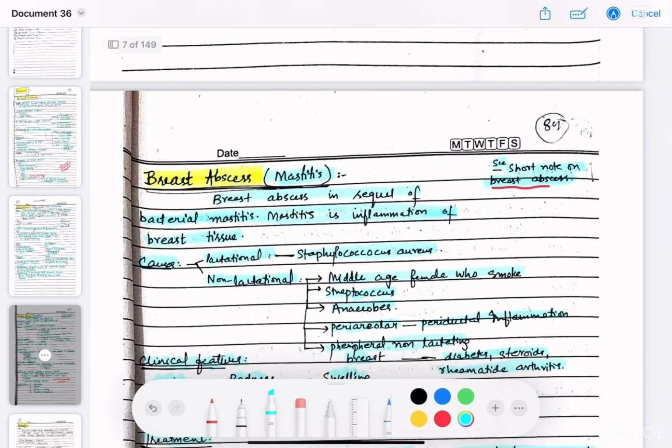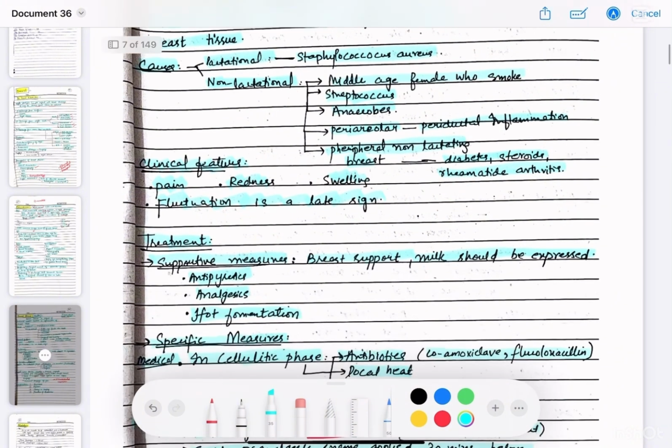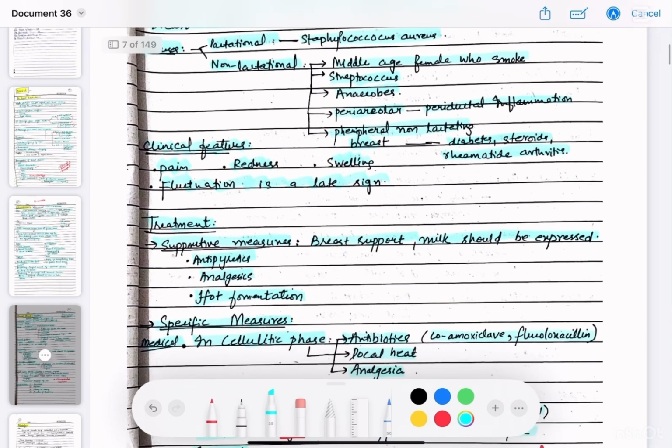Breast abscess is a sequel of bacterial mastitis, and it is inflammation of the breast tissue. The causes of the breast abscess are lactational causes and non-lactational causes. The lactational cause is Staphylococcus aureus, and the non-lactational causes are middle-aged female who smoke, Streptococcus, anaerobes, periareolar, periductal inflammation, peripheral non-lactating breast, that is diabetes, steroid, and rheumatoid arthritis. The clinical features are pain, redness, swelling, fluctuation, and the treatment options are supportive measures and specific measures.